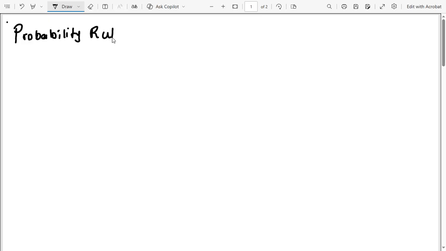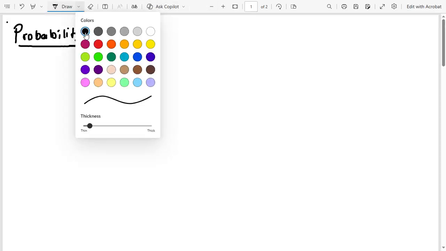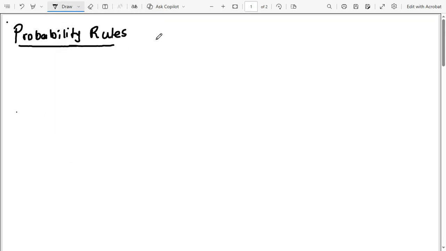Okay, let's start with the probability rules. On the probability rules, I want us to first look at two events, let's say event A and event B. In most cases, you'll see that I have event A and B. We say this event A and B is exhaustive.